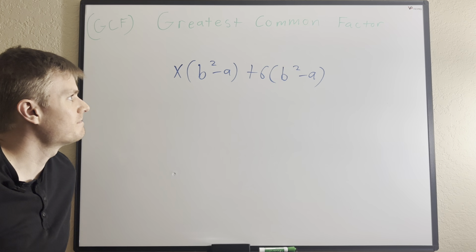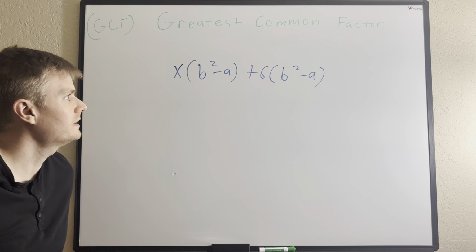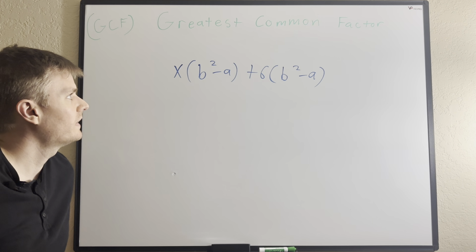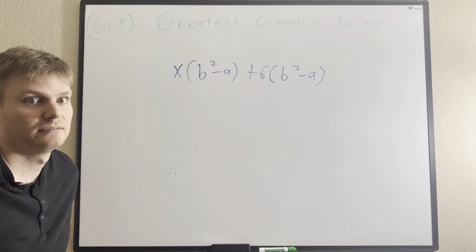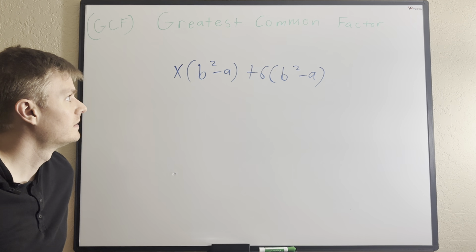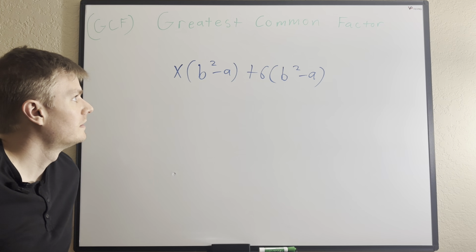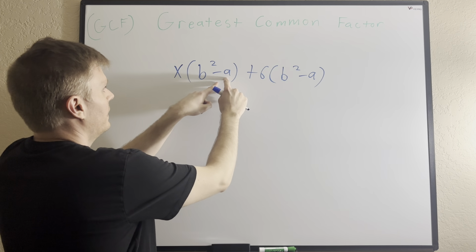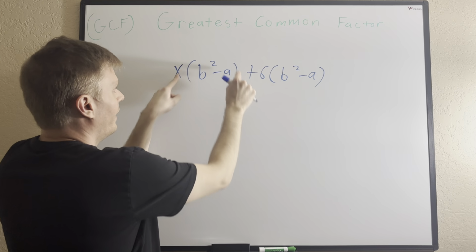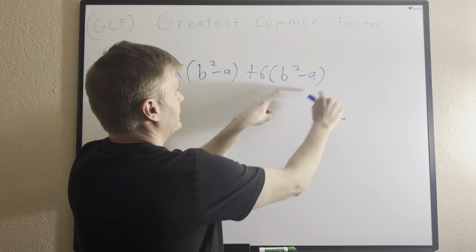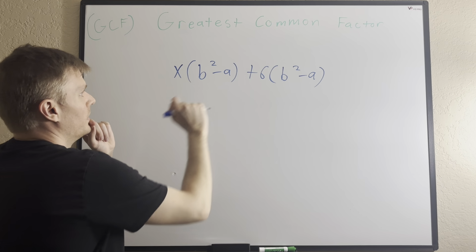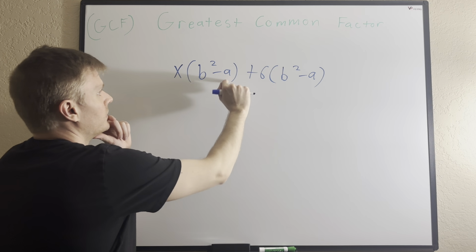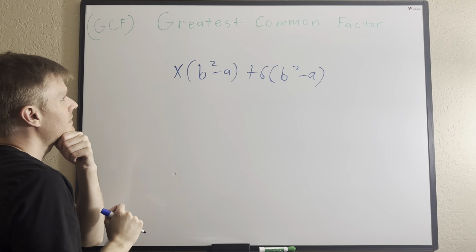Now look at that for a minute. Think to yourself, what is the greatest common factor? How many terms do we have, first of all? Well, you see, we're distributing this x, right? Because it's x times the quantity, right? And 6 times this quantity, right? But is that really 2 terms right there?